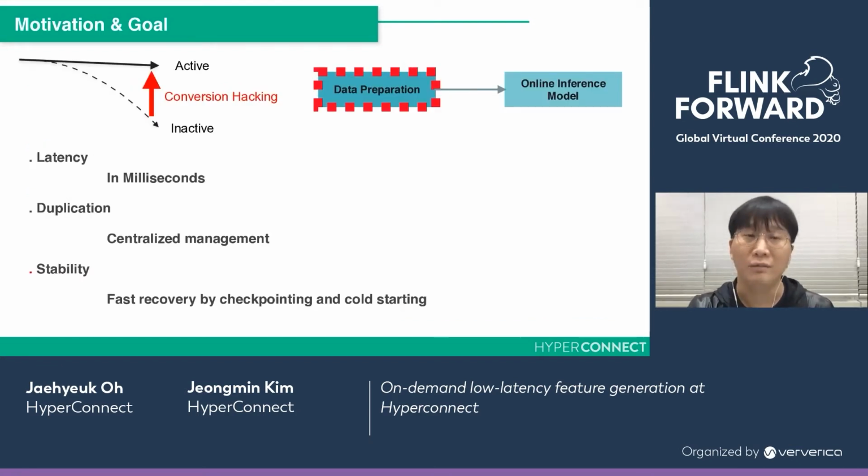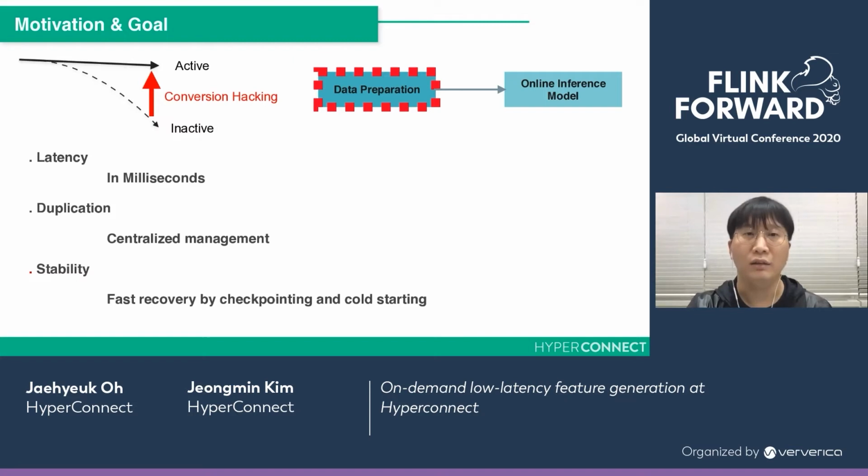Our team is developing and maintaining a system to give our users a better experience. We call this conversion hacking. We have developed many online inference models to determine user status and try to convert them into more active participants. There are multiple ways that we can improve the performance of the system, one of which involves improving the quality of features. So we are focused on the status of pipelines to supply features.